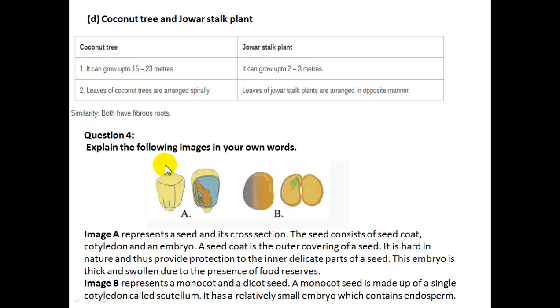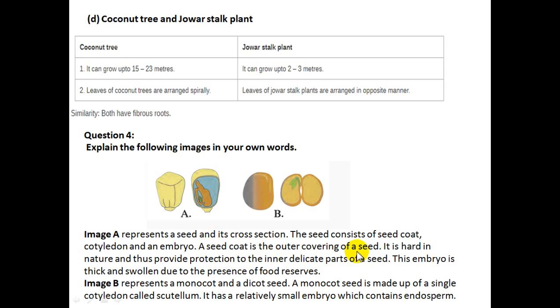Now, question number 4 is explain the following images in your own words. There are two pictures given in your book. A is a picture of a gram seed, and B is a monocot seed. So image A represents a seed in its cross section. The seed consists of seed coat, cotyledons and embryo. Yes, this is called seed coat, cotyledons and embryo.